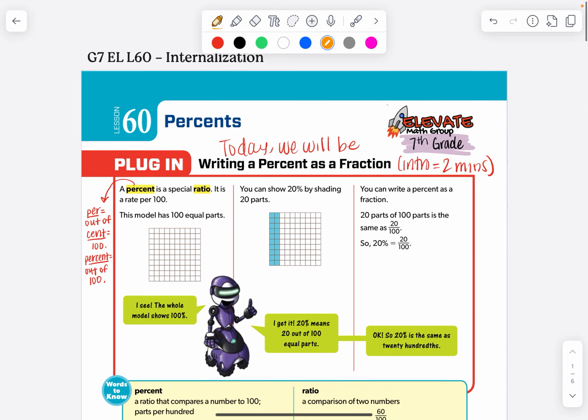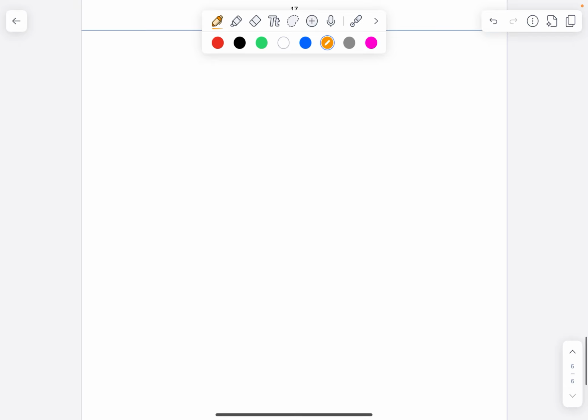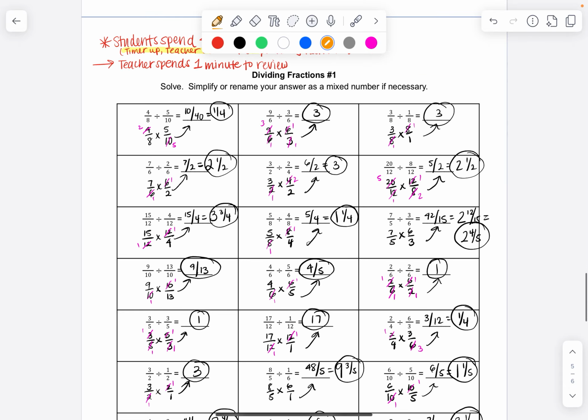This lesson doesn't correlate with any other lesson. And as always, your sprint fluency is at the end of the packet.